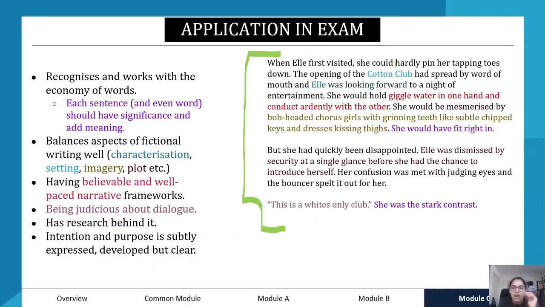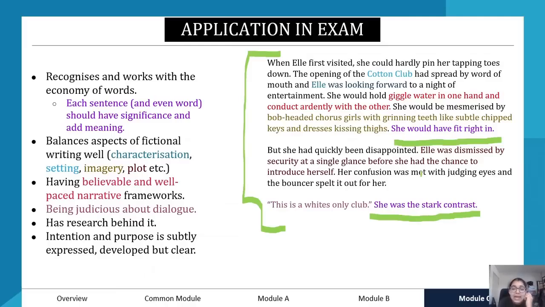So you can see with this writing, there are so many things, but they're working well together. The first thing that we need to do in our piece of writing is that we need to understand the economy of words. Every word should have a purpose. Here, each sentence, each word had a purpose. We could see how that sentence here, she would fit right in, is used so that it can contrast with the fact that she was a stark contrast. How here we can see that, for example, she was looking forward to a night of entertainment. She would be mesmerized, right? However, that is completely contrasted with the ending.